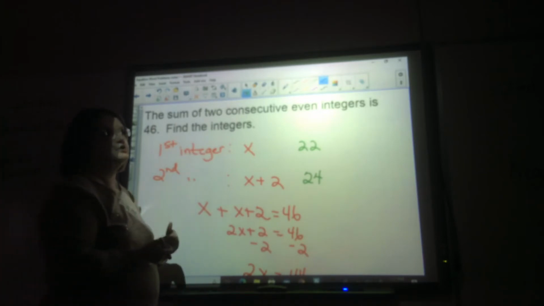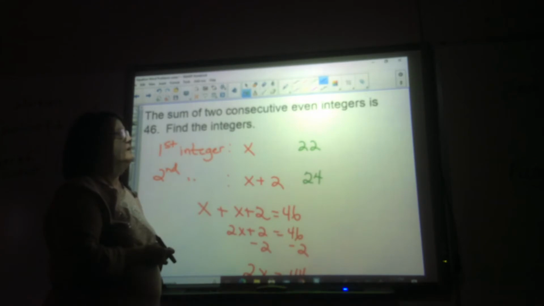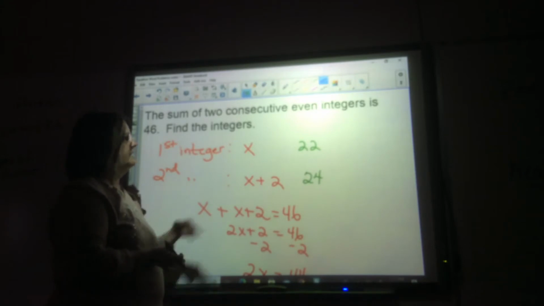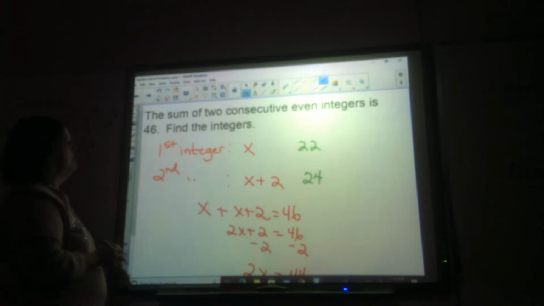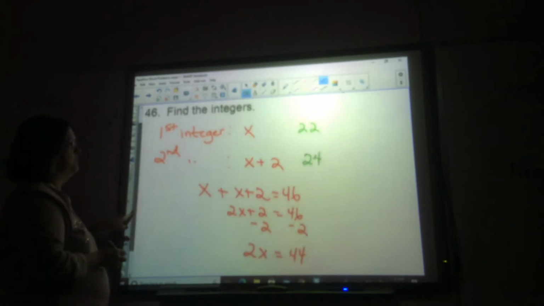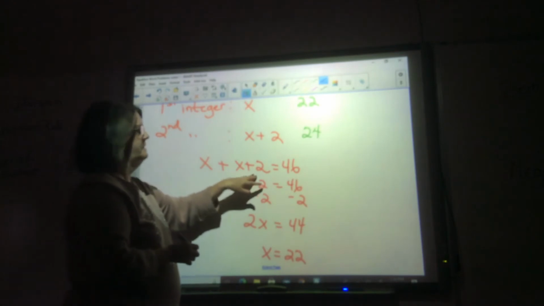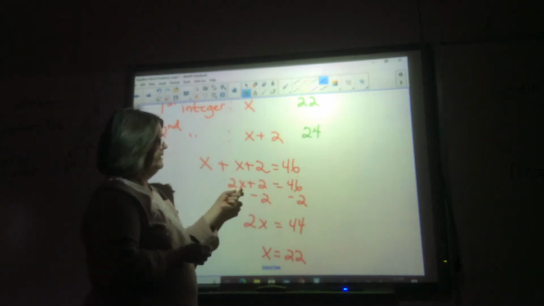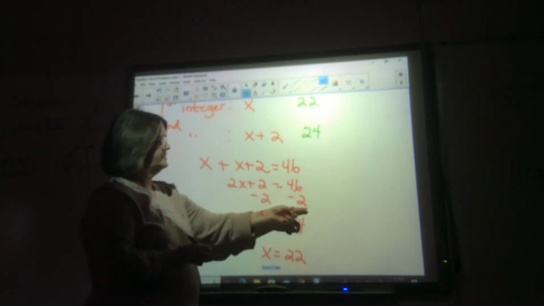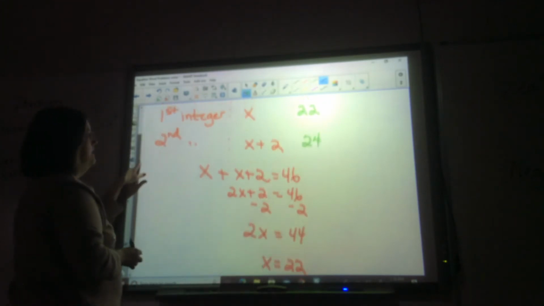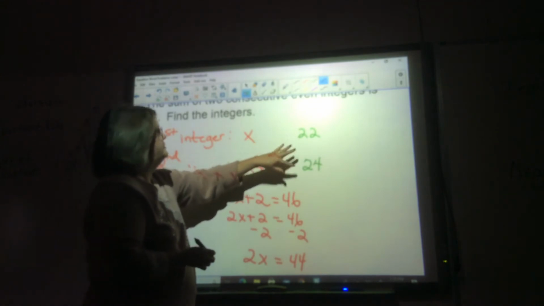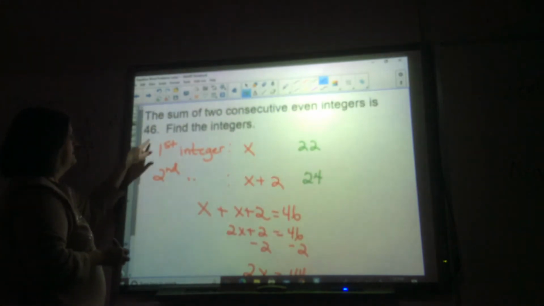Remember the slide that I showed you earlier? Consecutive even integers as well as consecutive odd integers are two numbers apart. So my first one is x and my next one is x plus 2. It tells me the sum of those two integers is 46. So x plus x plus 2 equals 46. So 2x plus 2 equals 46. Subtract the 2. 2x is 44 and x is 22. If this one is 22, this one's 24, and do the two of them add to be 46?